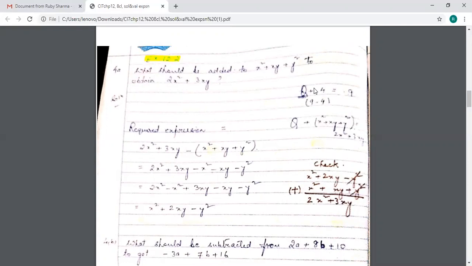Now, how will you get this q? All of you know it's 5, isn't it? How are you getting 5? 9 minus 4 is 5. In the same way you can write the required expression is equal to 2x square plus 3xy minus x square plus xy plus y square. So if you make a simple question like this, it becomes easy. Now this calculation all of you know. And it's better to use brackets for each expression in the beginning, and then you remove the brackets and calculate it. And you can also check.